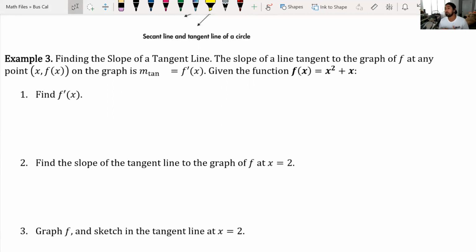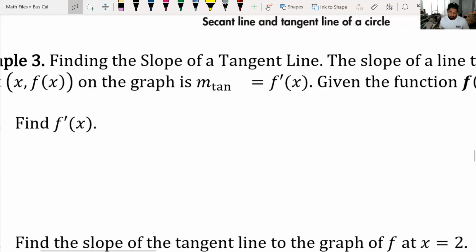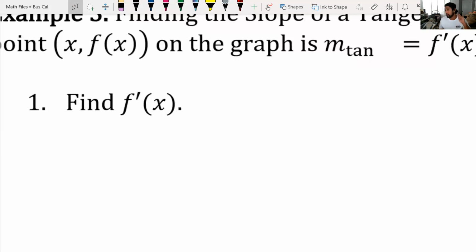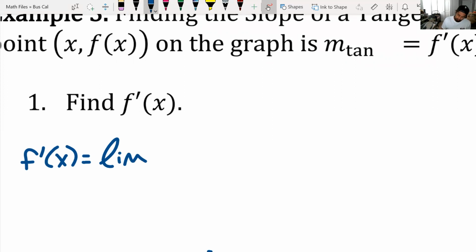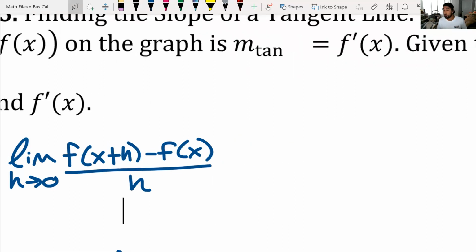Okay, so again, we're gonna have to buckle down and go through that four-step process. But you also can do it in one go, because I don't think this one wants you to put in all four steps. So let's see what happens if we do it in one go. All right, so to find the derivative, we're gonna say f prime of x equals the limit as h approaches zero of f of x plus h minus f of x over h. Now this is how you do it in one go.